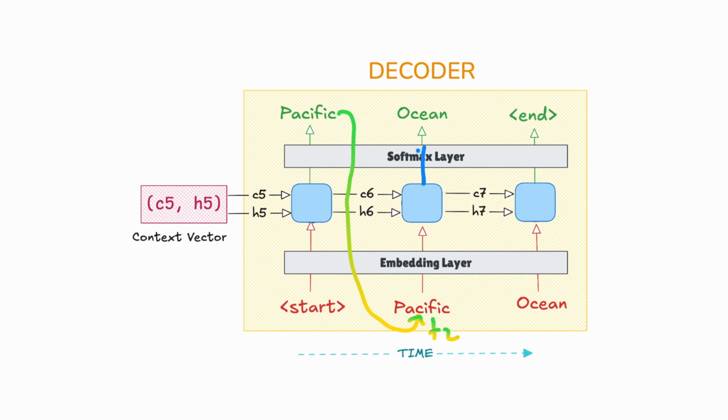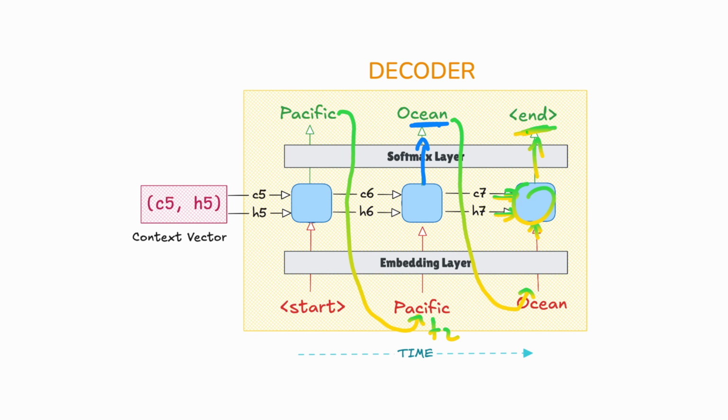Here again, the softmax layer is used to convert the numeric form into some word. So we get the output ocean. Then ocean is again provided back into this decoder unit as input, and we'll pass it through the embedding layer. We'll have the cell state and hidden state from the previous time step, C7, H7. Both of them will be fed into the LSTM unit along with this embedding, and this will give us the end token, right?